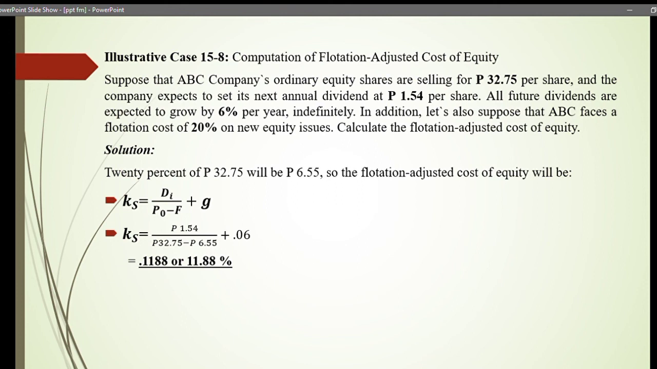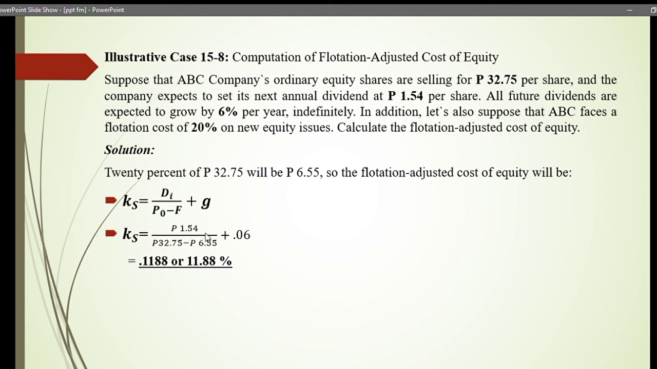15-8, the computation of flotation adjusted cost of equity. Suppose that ABC Company ordinary shares are selling for 32.75 pesos per share. The company expects to set its next annual dividend at 1.54 pesos per share. All future dividends are expected to grow by 6% per year, indefinitely. In addition, let's also suppose that ABC faces a flotation cost of 20% on a new equity issue. So, calculate the flotation adjusted cost of equity.